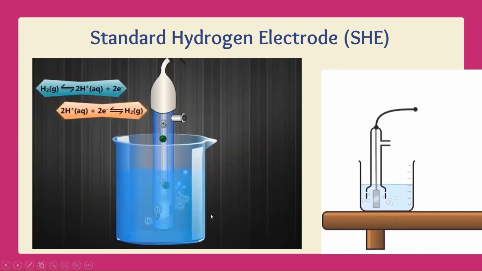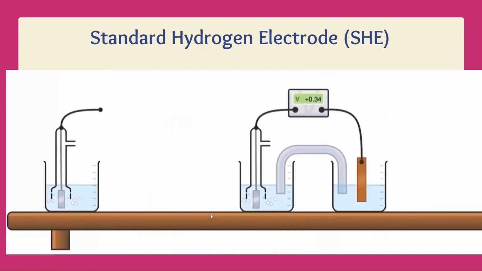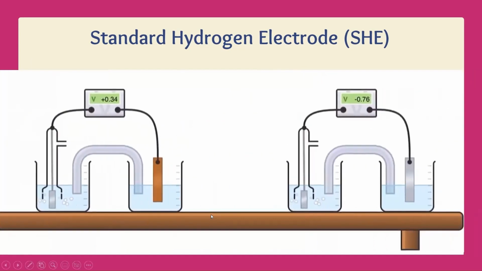This reaction gives the standard electrode potential equivalent to 0 volts, which can serve as a reference that can act as both anode and cathode. So here is an example where SHE acts as an anode for computing the cell potential for the copper metal cathode.